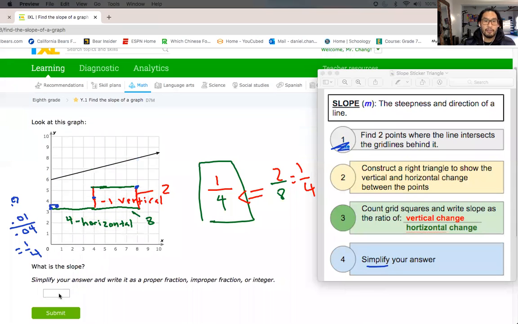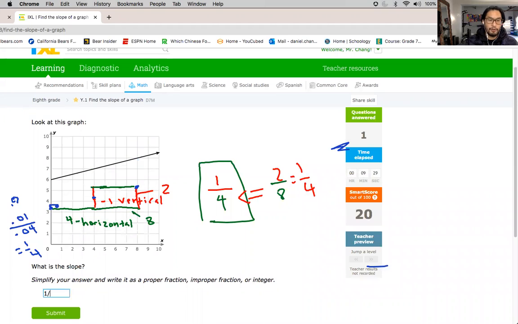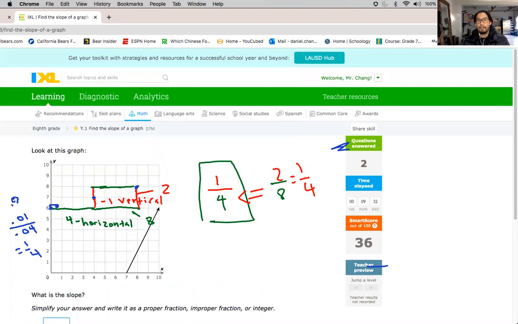All right, so I'm going to enter in my answer once again. What is the slope? My slope is 1/4. I'm at a 36. As you know, if we're grading this, you just did 2 questions and you're kind of at a C already. But let's keep going.